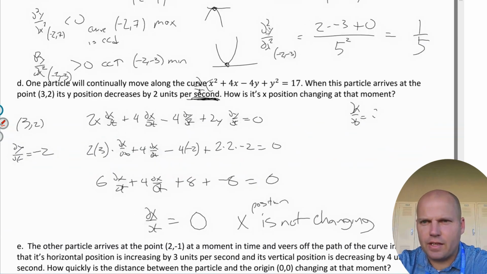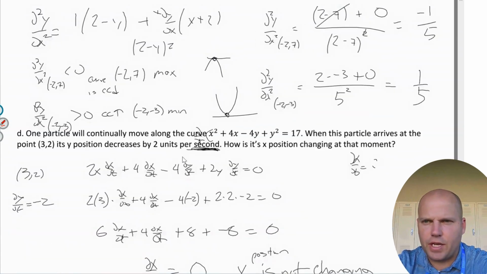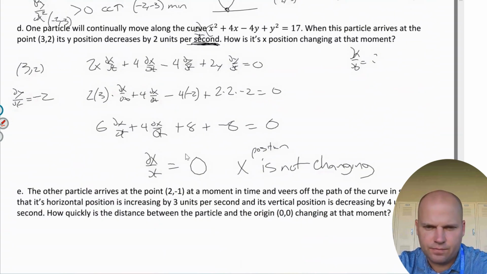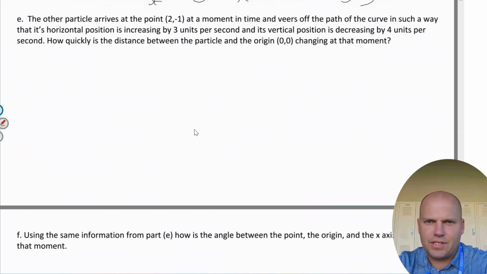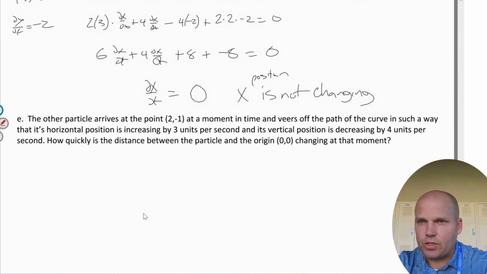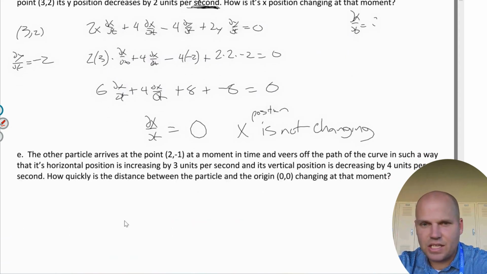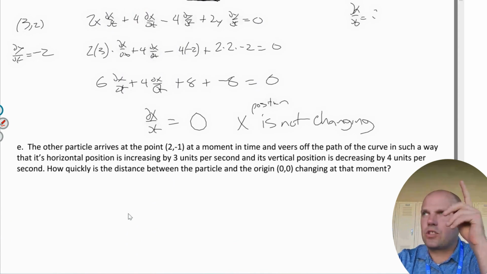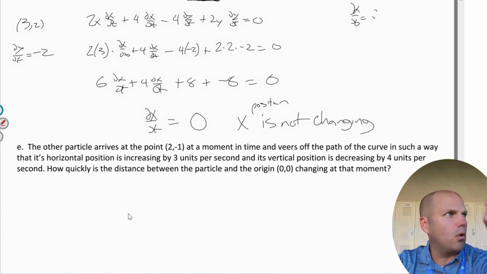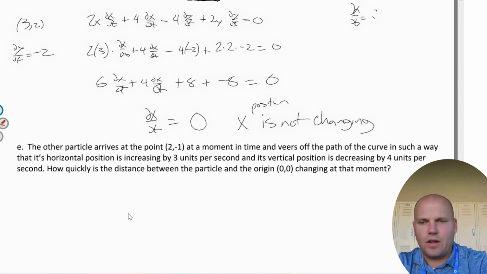I feel like (3, 2) is probably the location of a vertical tangent. I think this point (3, 2) has to be the location of a vertical tangent because for there to be vertical motion but no horizontal motion, we're just going to be moving up and down. We're not going to have a left or a right.